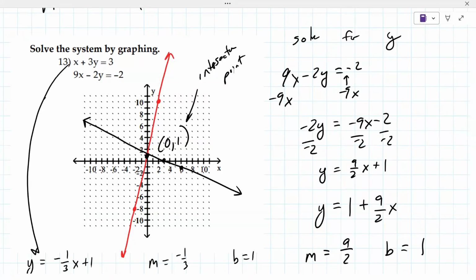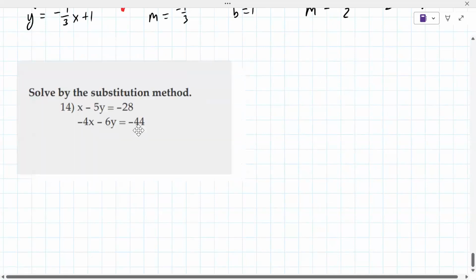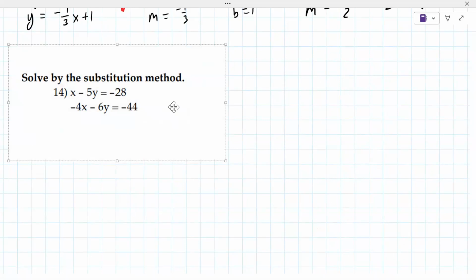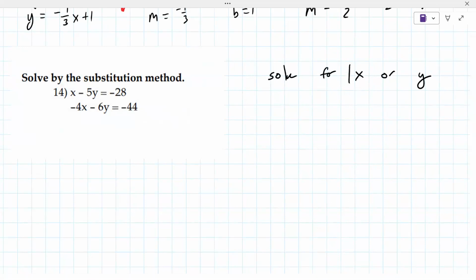Okay, so let's go to number 14. This one is to be solved by the substitution method. To use the substitution method, you have to first solve one of the equations for x or y. It doesn't matter which one, but you're looking for an equation where there's a 1x or a 1y. Which equation do you see that in? The first equation.